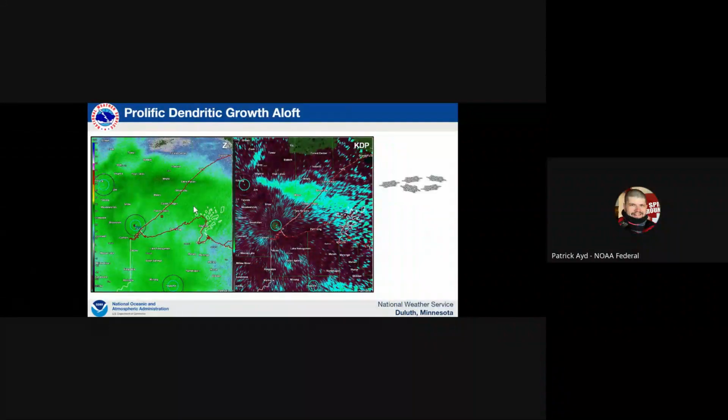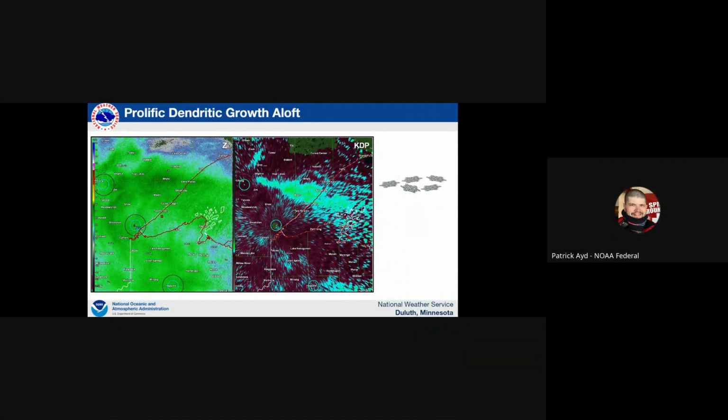So, all right, let's go to prolific dendritic growth aloft. Everything that we show here is a GR color curve that has been tuned to show those KDP values, especially around 0.2 to 0.5, that we really care about in the winter for their relation to prolific ice crystal growth aloft. It's something I can share out. If you don't like these colors, come up with your own, whatever's going to highlight that zone a lot more to make it stand out. This is from our blizzard last winter, when Duluth at the end of the year broke the record for the most snow in a season.